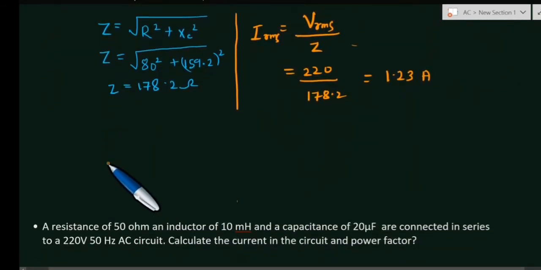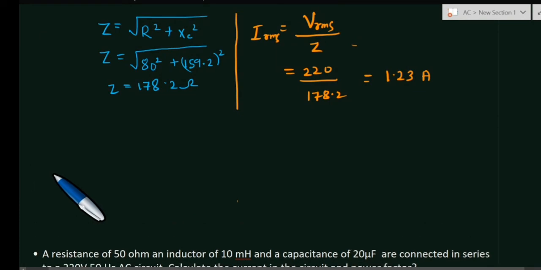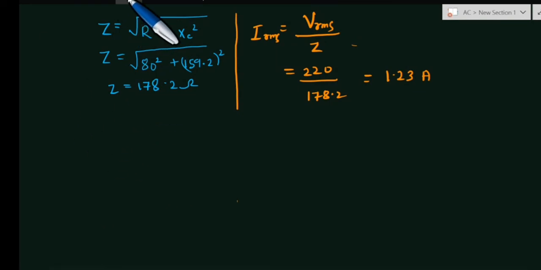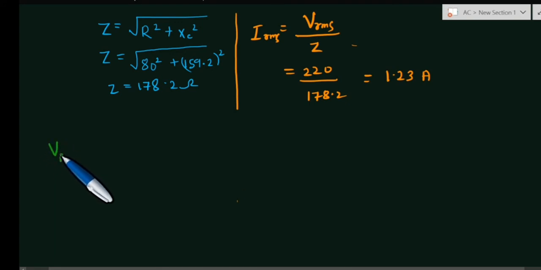So VR is equal to Irms into R. So the value of Irms is found, that is 1.23 into the value of R, that is 80. So if you calculate the value of VR, the VR value is 98.4 volt. So this is the voltage drop or voltage across the resistor.